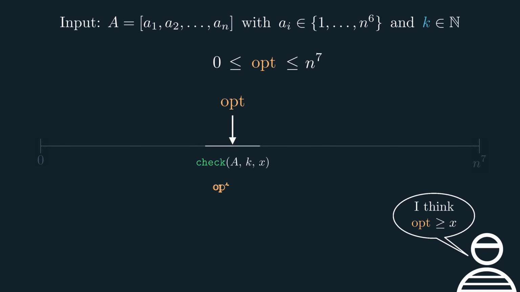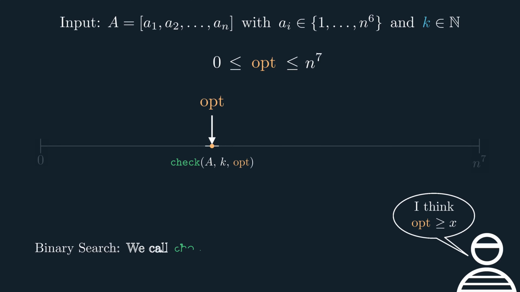Since we are actually working with natural numbers, at some point we enter a situation where our search interval only consists of a single point. This single point must be the true optimum value, and running check on it will return the optimal partition of the necklace. This method, which you probably know as binary search, only needs to call our check function about log of n to the 7 many times, since this is the size of our initial search interval. Using logarithm laws, we can rewrite this into 7 times log n.